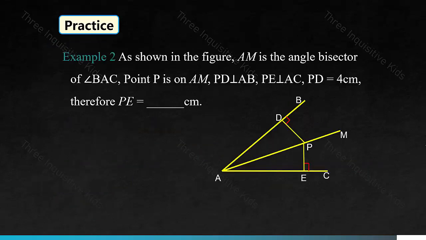As shown in the figure, AM is the angle bisector of angle BAC. Point P is on AM. PD is perpendicular to AB. PE is perpendicular to AC. PD equals 4 centimeters. Therefore, PE equals blank centimeters. PE is over here. We know that PD equals 4 centimeters. But how will we know that PD equals PE? And we can prove that PD is the same as PE, which means PE is also 4 centimeters.